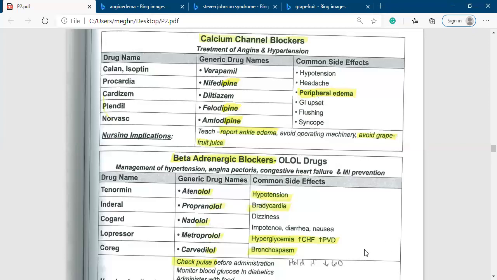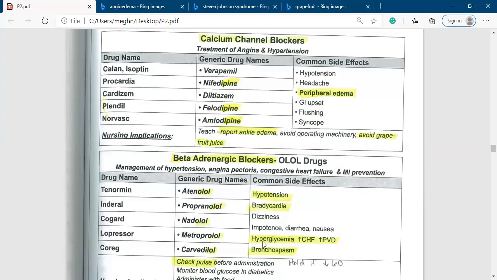What about the beta blocker? Beta blocker side effects: they can cause hypotension, like calcium channel blocker. They cause bradycardia, dizziness, impotency, diabetic problems, and nausea. So diarrhea and nausea, GI upset. As I told you, the contraindications of beta blocker are asthmatic patients, never give it, diabetic patients, and if the patient is young, of reproductive age, they cause impotency.